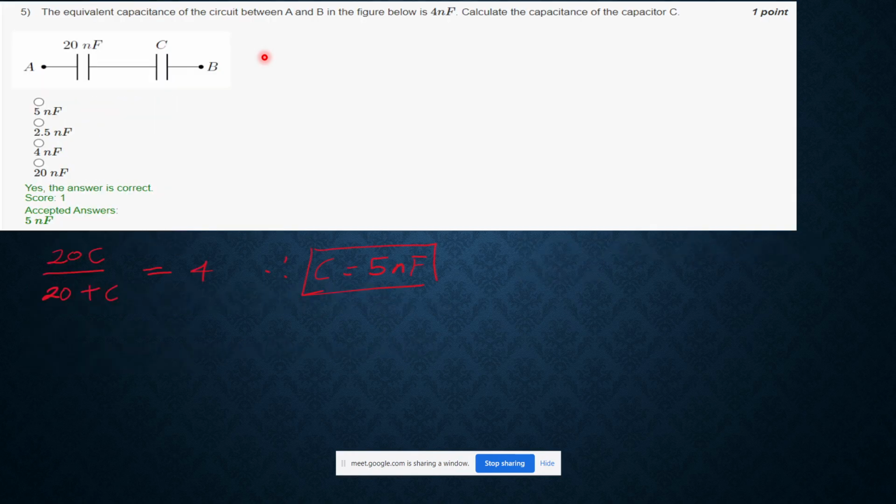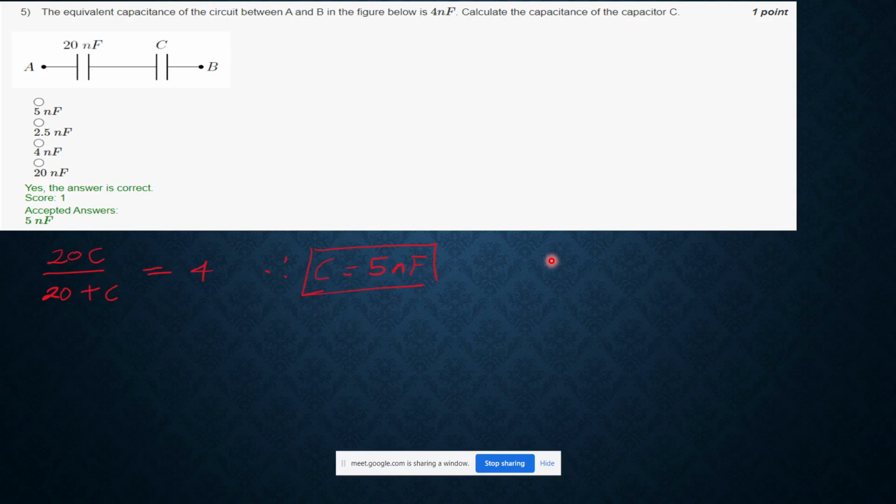Now coming to this question, again we have two capacitors placed in series, so their equivalent is given by 20 into C divided by 20 plus C. This is given as 4, and you just need to find the value of C.